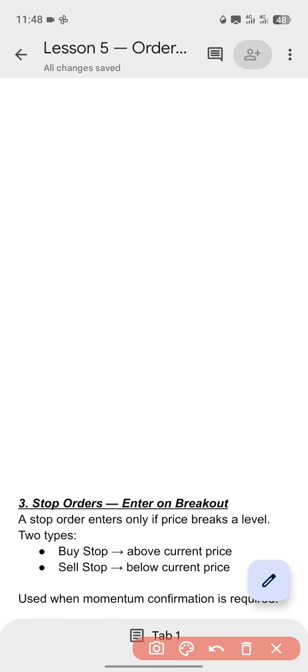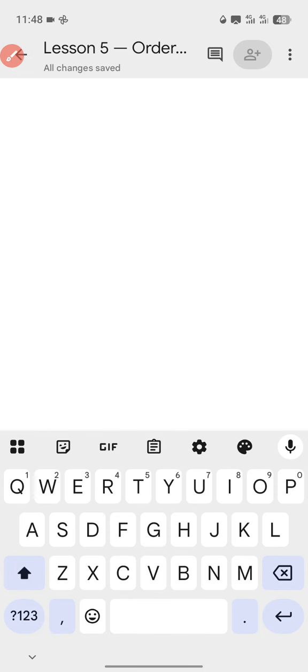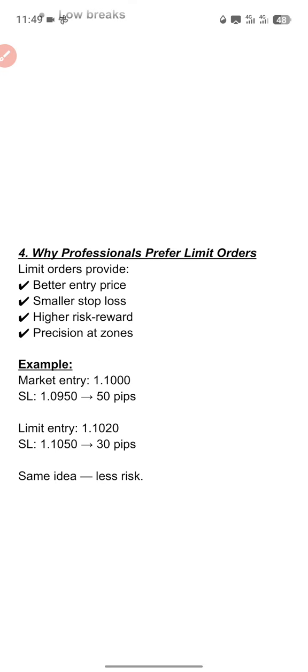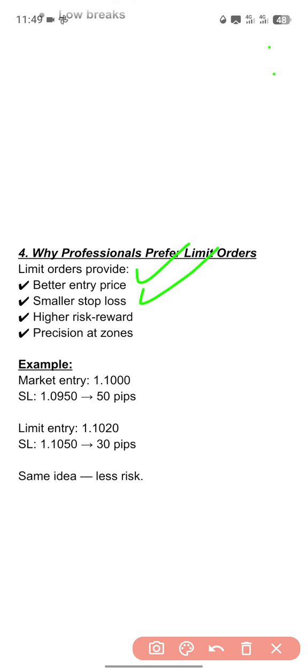Now let's move to the next lesson. We are moving to why professionals prefer limit orders. Limit orders provide better entry price, smaller stop loss, high risk to reward, and precision at zones. This is the main reason why we use limit orders. We enter at a better price, we have smaller stop loss, then we have high risk to reward, then we have precision zones.